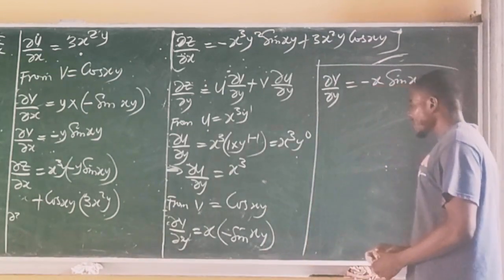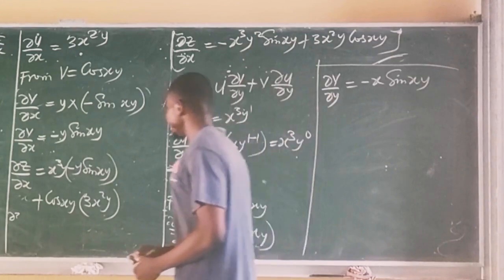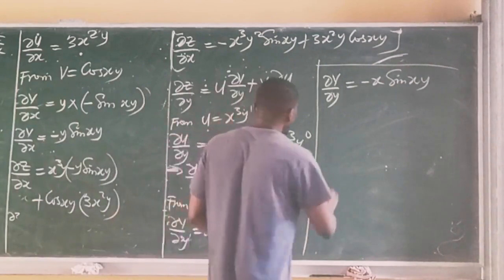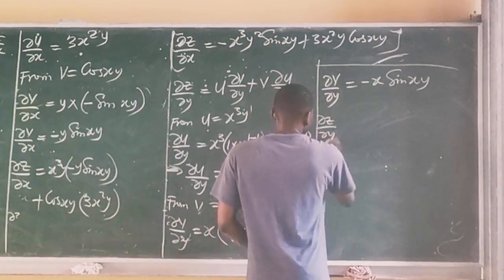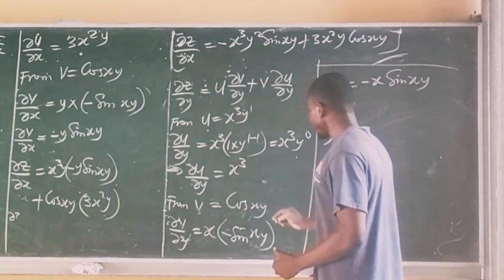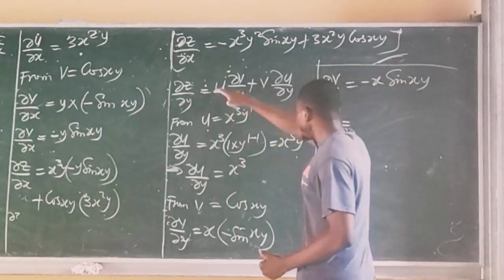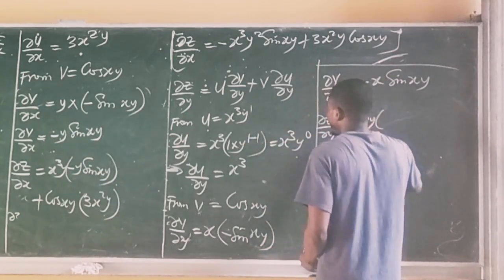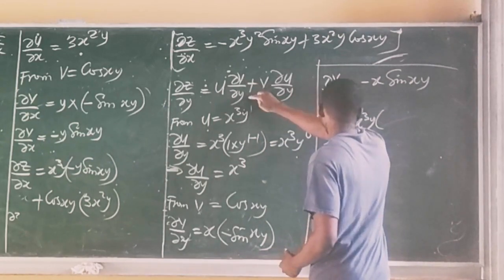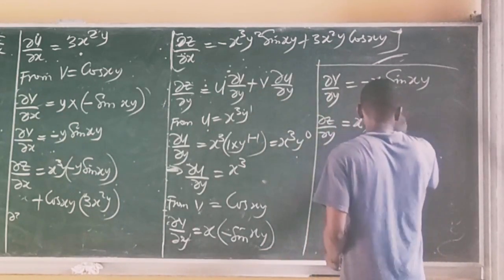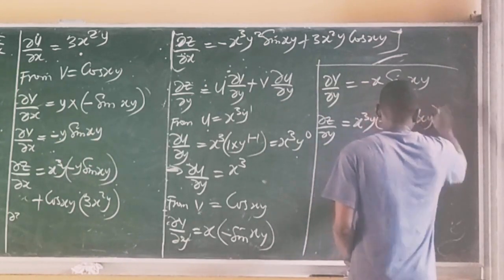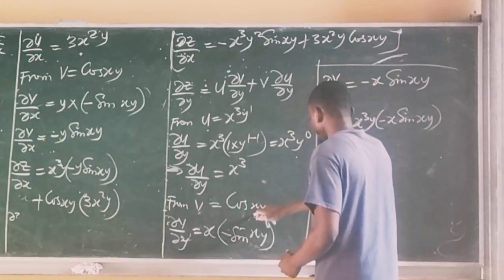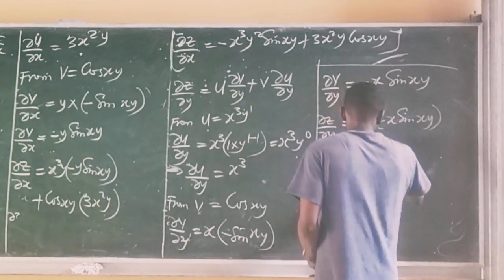Okay. Now after obtaining this, the next question says, okay, partial z, partial y. So we now find partial z, partial y, which is equal to, first, keep u constant, and u is x cubed y, so we have x cubed y multiplied by the partial derivative of v with respect to y, which is this, so minus x sine xy, plus, next is to keep v constant, and v is simply cos xy, so we have cos xy.